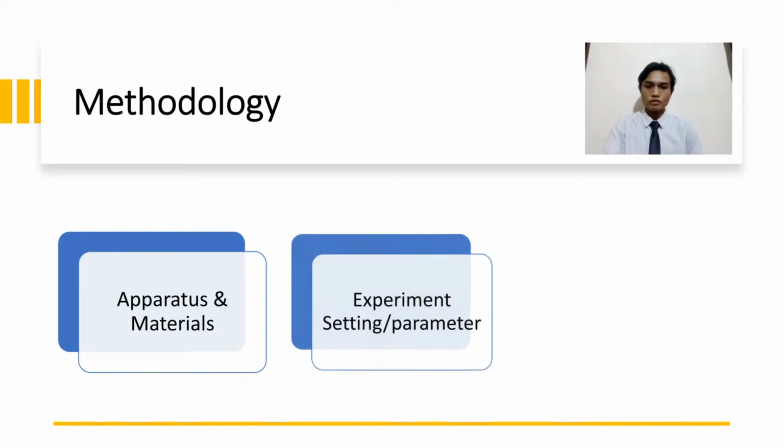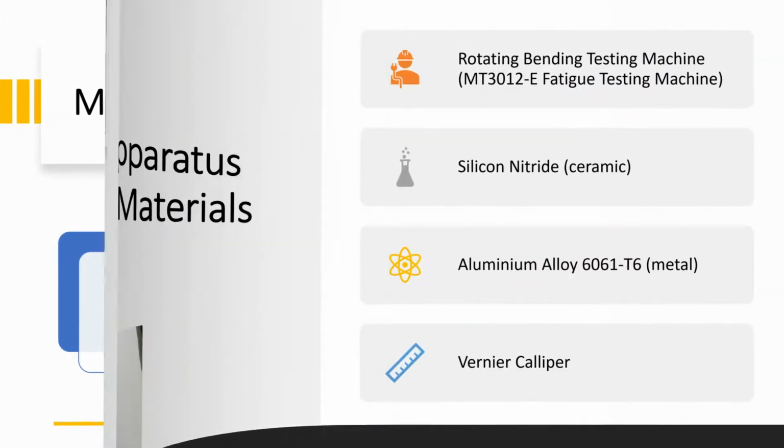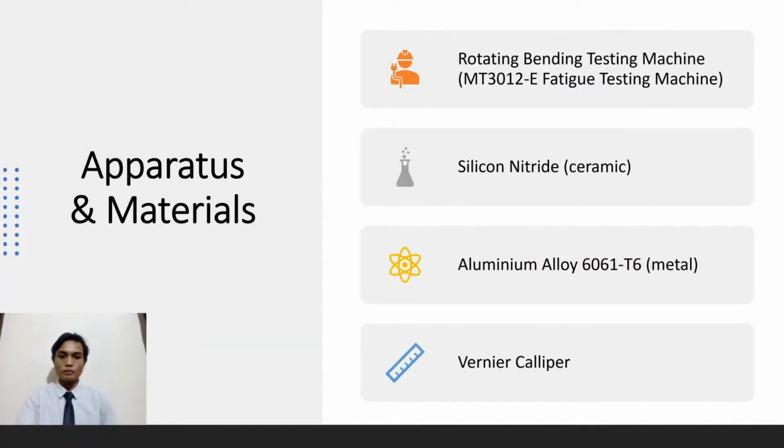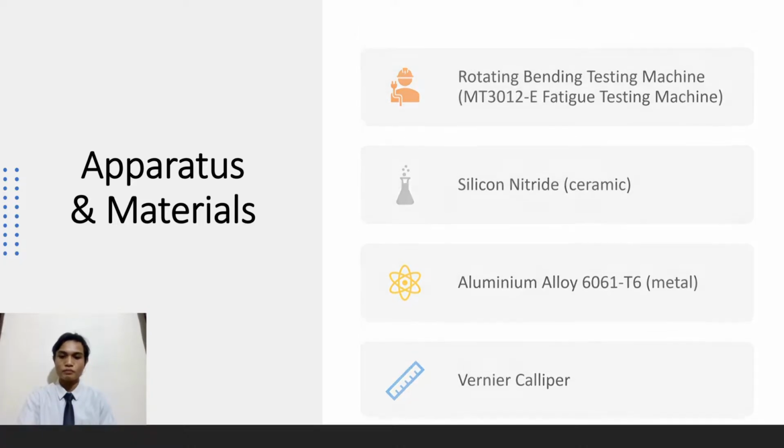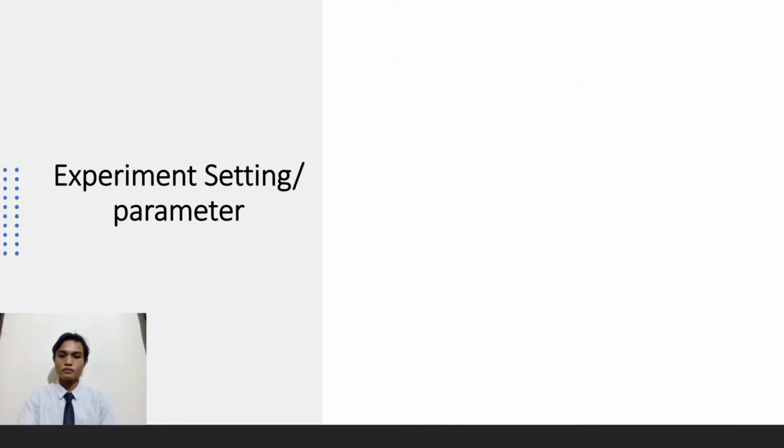The methodology part consists of three parts, which is apparatus and materials, experiment setting or parameter, and procedure. Okay, now we are going to the apparatus and materials. For the experiment, we use the rotating bending testing machine, which is the MT3012-E fatigue testing machine. For the specimen, we use silicon nitride for ceramic, and we use aluminum alloy 6061-T6 for metal, and we use vernier caliper. This is the rotating bending testing machine.